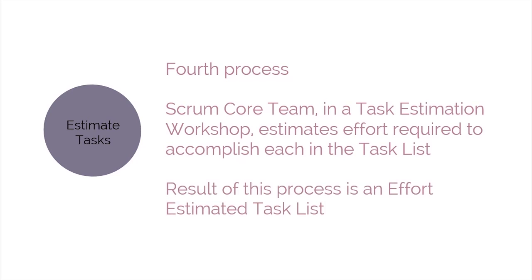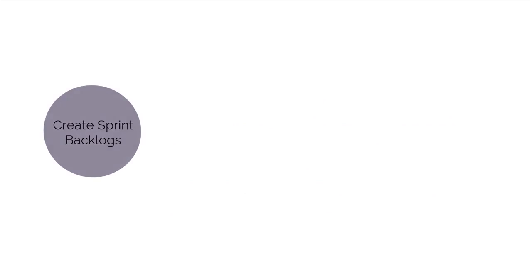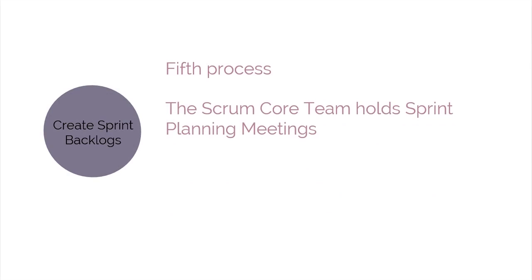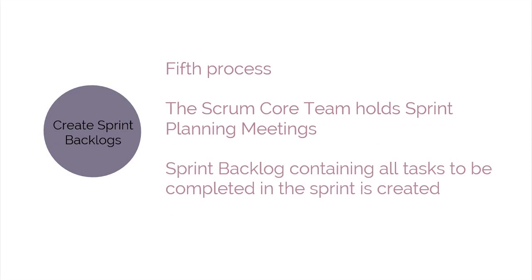The last process conducted during this phase is Create Sprint Backlog. In this process, the Scrum core team holds sprint planning meetings where the group creates a sprint backlog containing all tasks to be completed in the sprint.